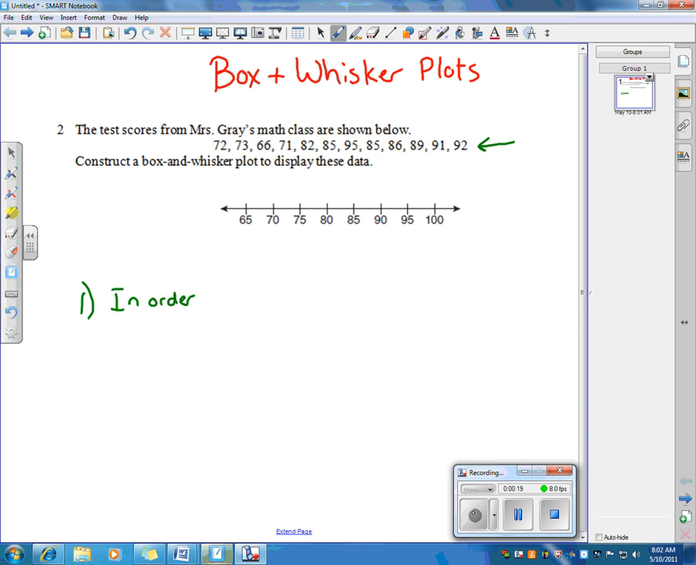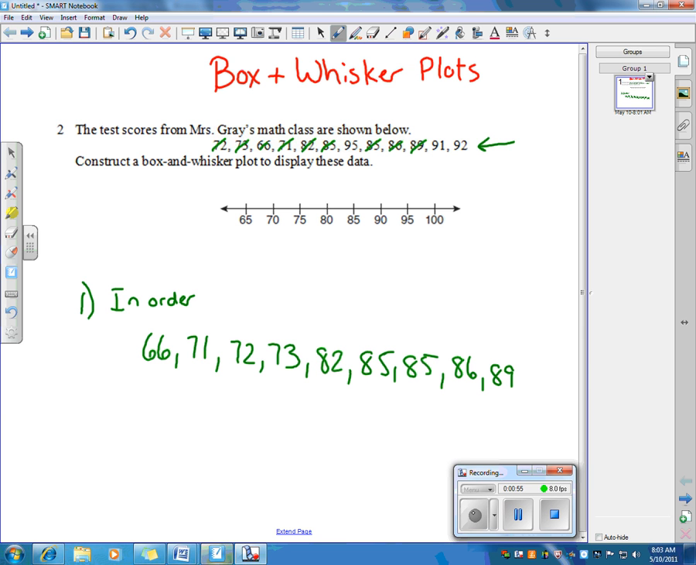So, below, I'm going to just start with my lowest value. In this case, it's a 66. I'm going to write that down. Next one is a 71. Then we got 72, 73. After that, we got 82. Then we have 85, 85 twice. Then we have 86, 89.